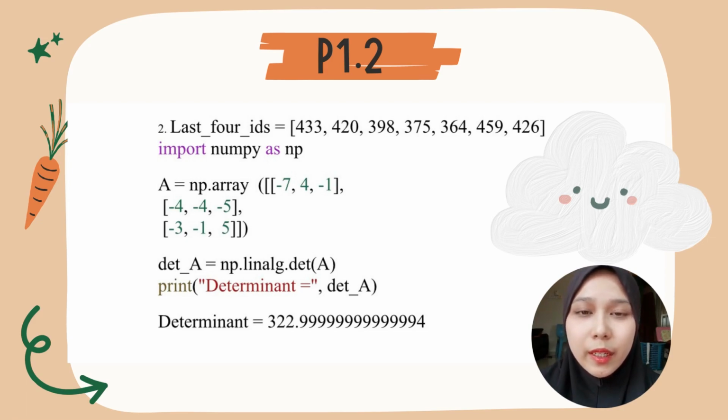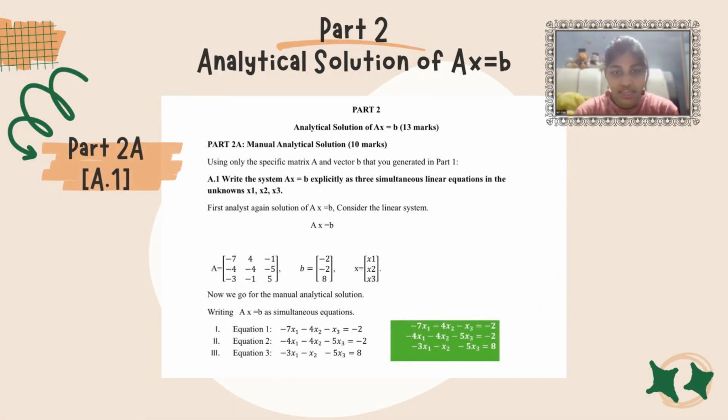Next, I will demonstrate how to calculate the determinant of a 3 times 3 matrix using Python's NumPy library. In part 2a, I focus on the manual analytical solution of Ax equal to B. Using the matrix A and vector B from part 1, I first wrote the system explicitly as 3 linear equations in the unknowns x1, x2, x3. The equations are equation 1, equation 2, equation 3 as shown below. Writing the system this way prepares it for manual solution using Gaussian elimination, which is the next step to find the values of x1, x2, and x3.